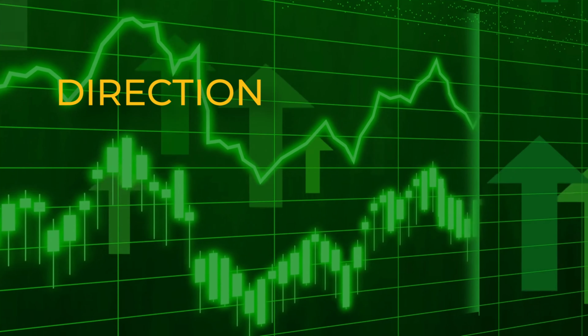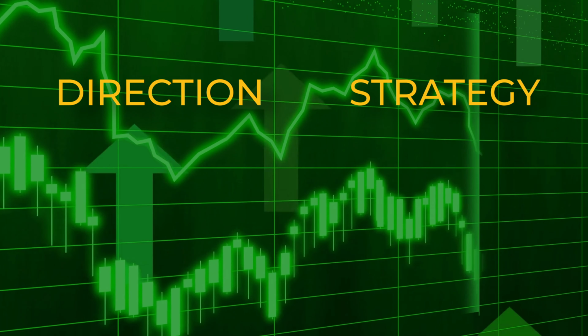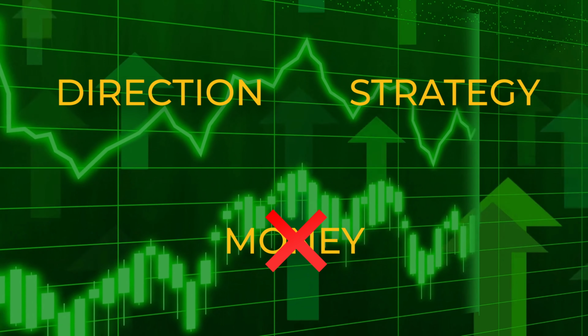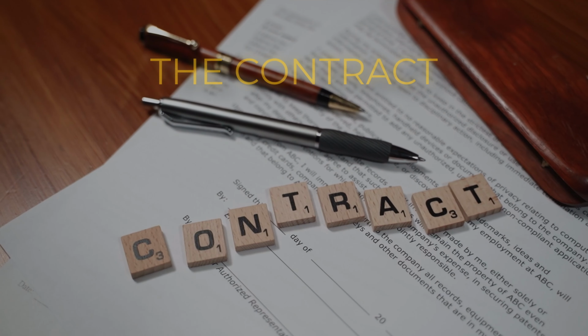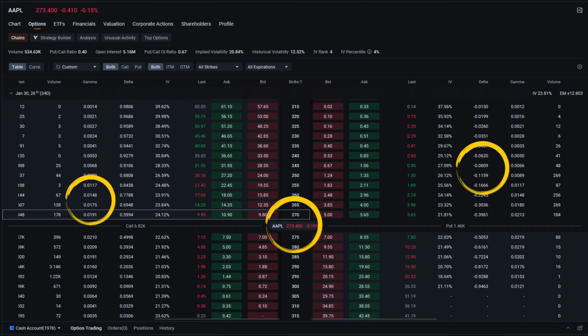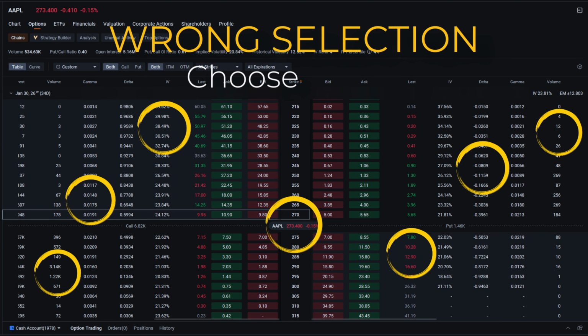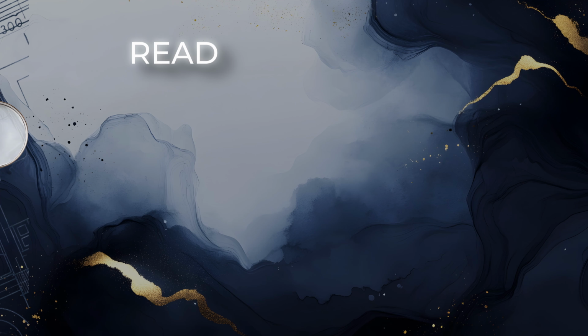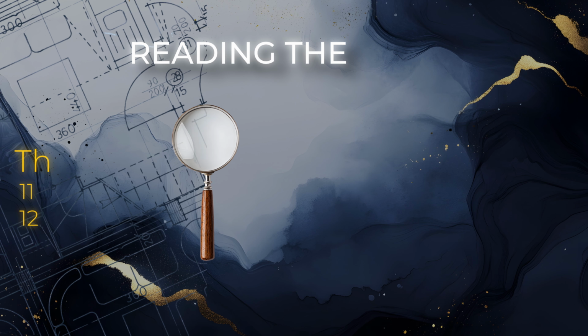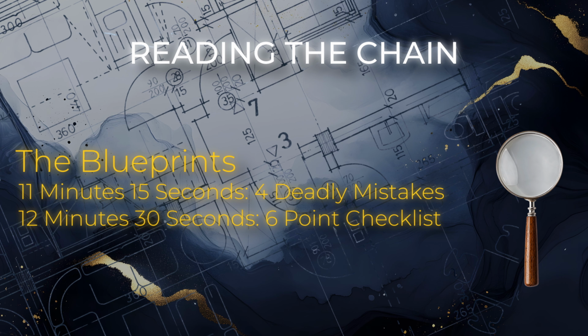You know the direction, you've picked your calls and puts, but you're still losing money. The problem isn't your strategy, it's your contract. There are hundreds of numbers blinking on your options chain screen right now, and picking the wrong one is the fastest way to lose money on a trade you should have won. Here's how to read the options chain correctly so you never pick the wrong contract again.